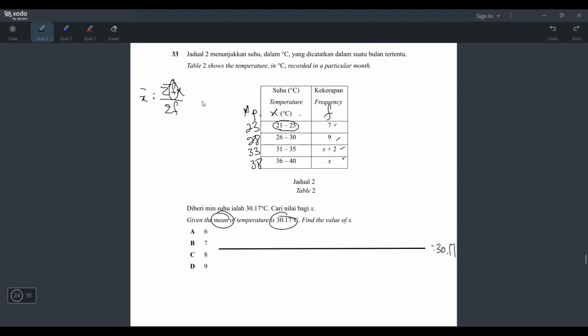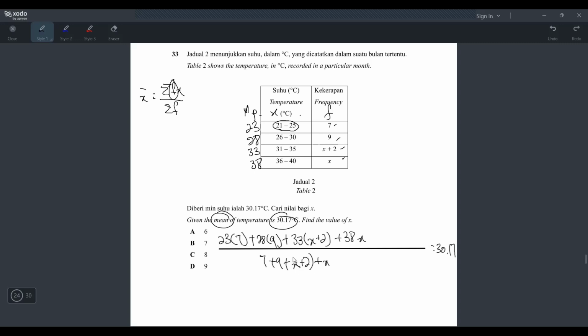And the formula for mean is what? You take the x times with f. But I already said x is the midpoint, because you have to choose one midpoint to represent the class. So 23 times 7, plus 28 times 9, and then plus 33 times x plus 2, write it down. And then 38 times x, which is 38x. Divide with the total frequency, 7 plus 9 plus x plus 2 plus x.